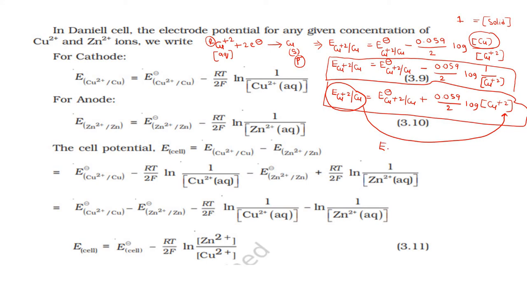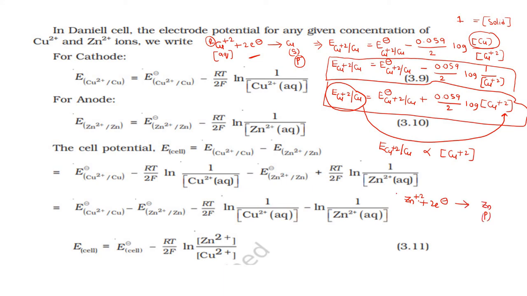I can write like this: the reduction potential of copper plus 2 is directly proportional to the concentration of copper plus 2. Now even for zinc also we can write the same thing. In the place of this one, what will we take here? Now zinc I will take. Zinc plus 2 taking 2 electrons, converting into zinc.